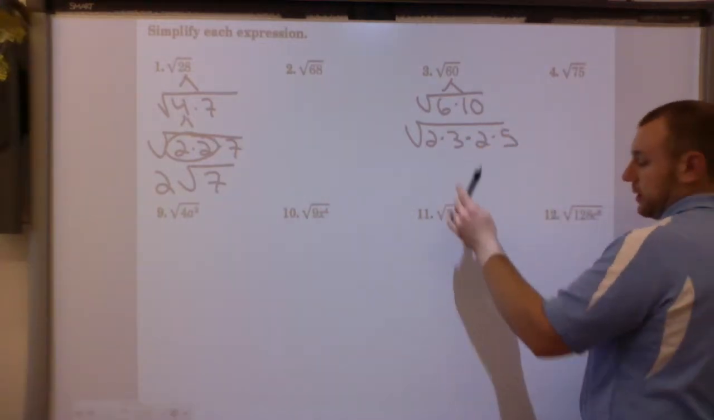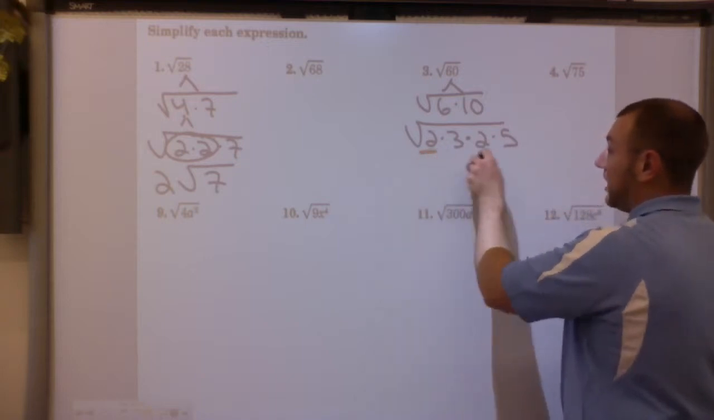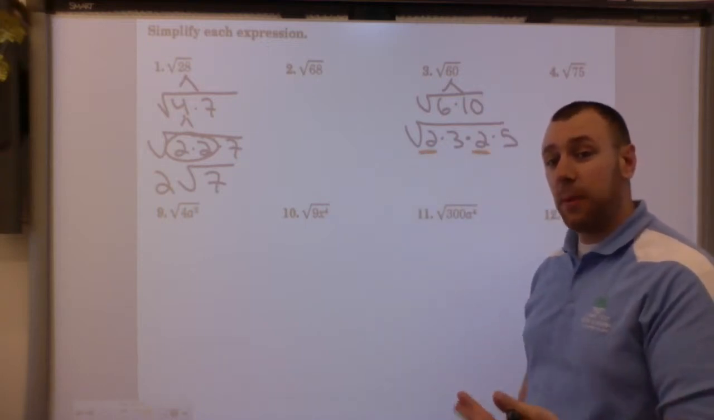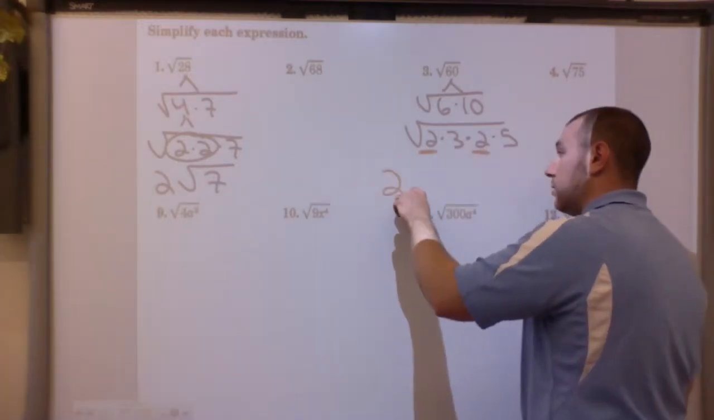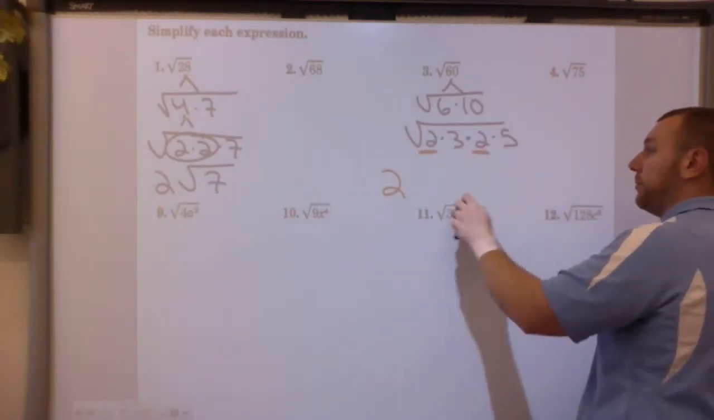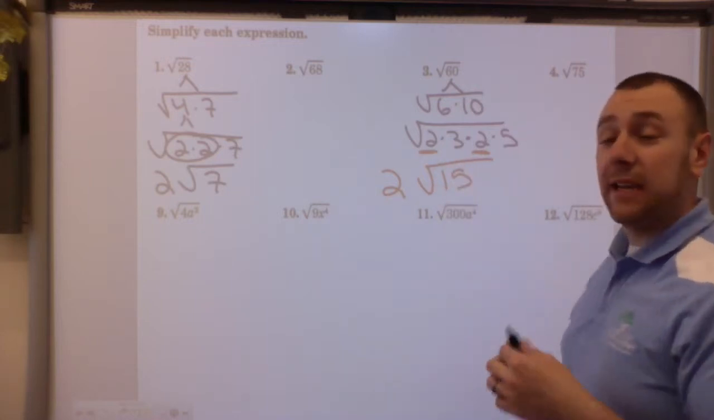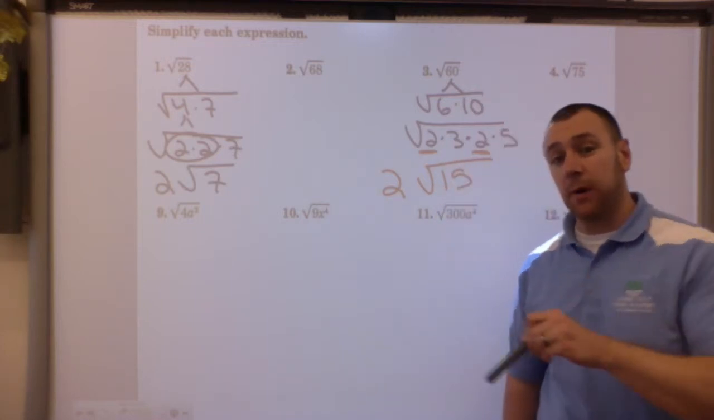Well, you'll notice that I have a pair of 2's. They're not next to each other, but they're still inside the radical. That's still a pair, so I can take a 2 out. What's left is a 3 times 5. Well, 3 times 5 is 15. So that is my final answer. No decimals, just breaking down the numbers.